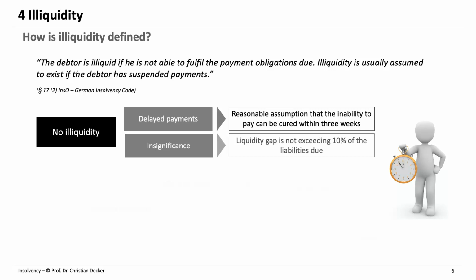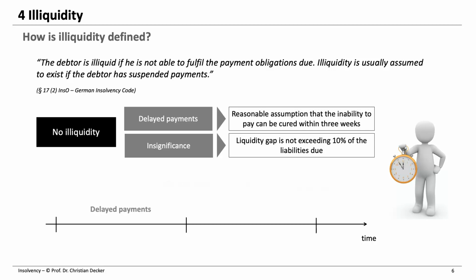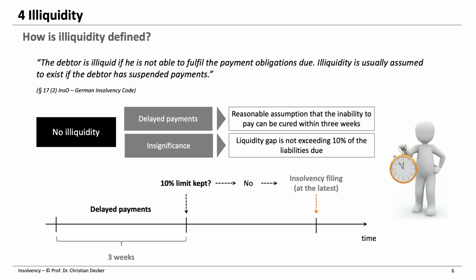Negligible is the case if the liquidity gap does not exceed 10% of the liabilities due. A timeline is provided to illustrate the factual situation resulting from this. If there is a payment hold-up, the company must check after 3 weeks at the latest whether the 10% limit has been adhered to. If the 10% limit is exceeded, the company must file for insolvency after 3 weeks at the latest.